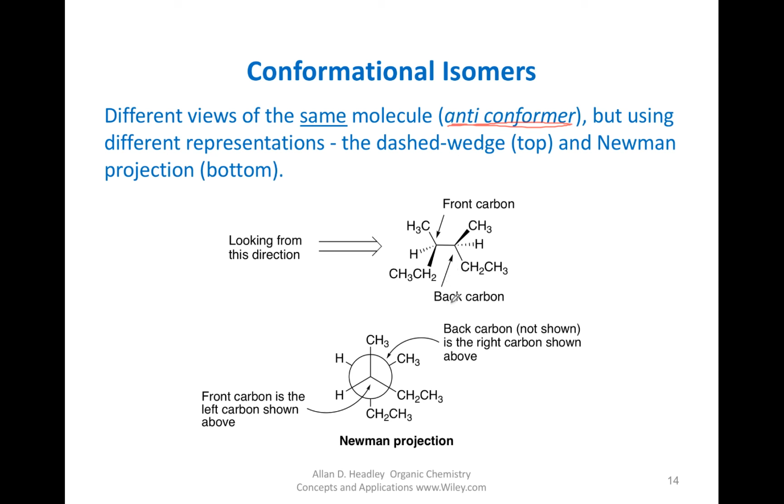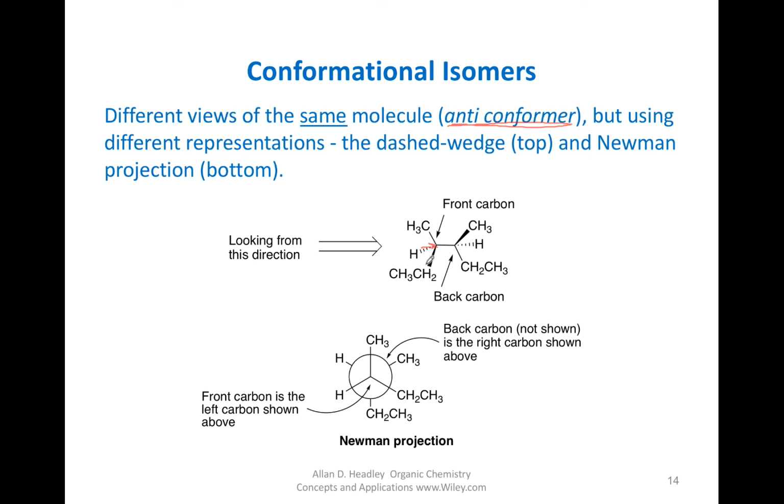One is the dashed wedge, here's a dashed wedge, and the other one is the Newman. So what you need to do at this point is get your model and make here the anti-conformer and draw it using the dashed wedge, and turn it to the side and draw the Newman projection. Okay, so what you need to do is look down this side here and get your Newman projection by describing the groups that you see.